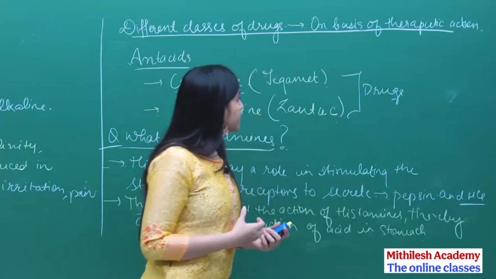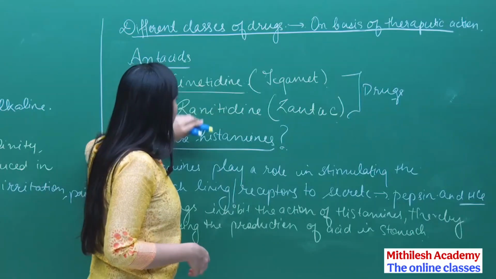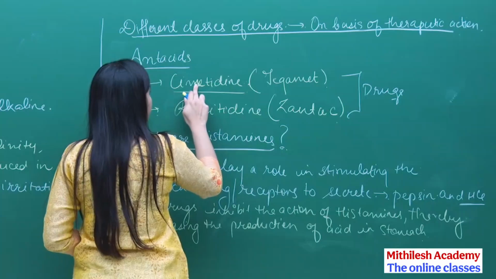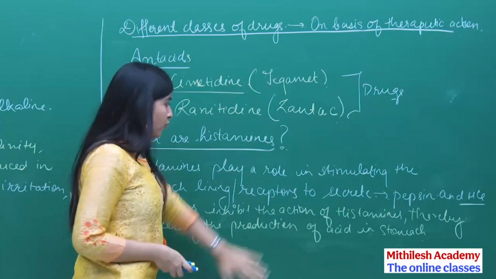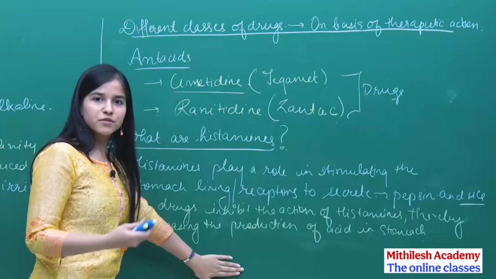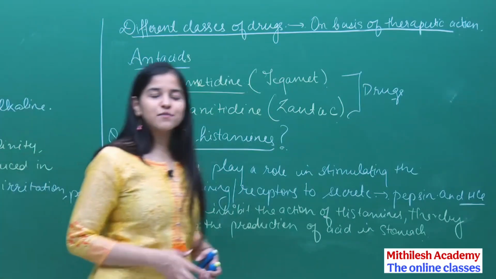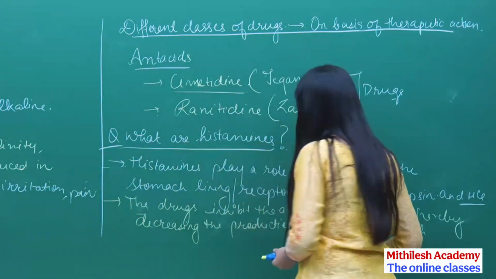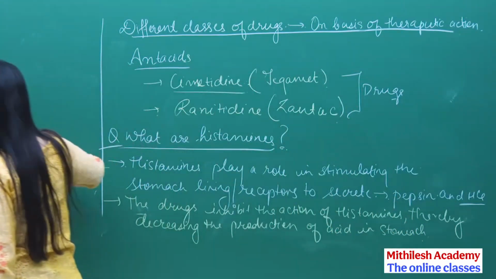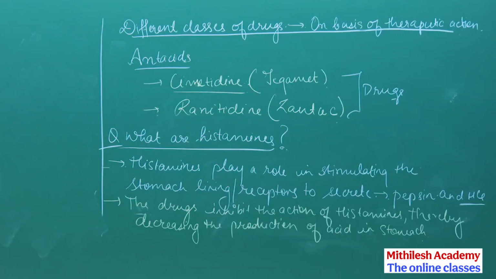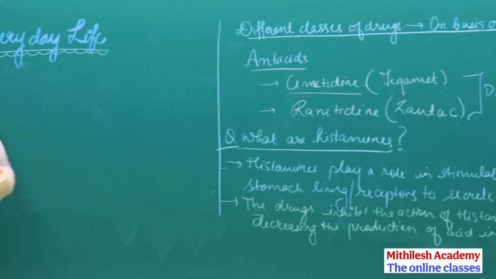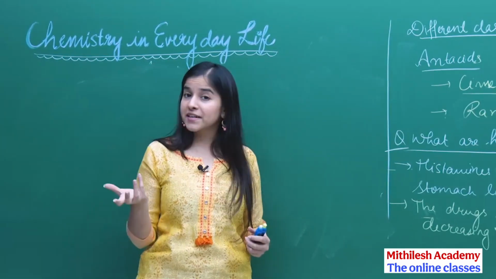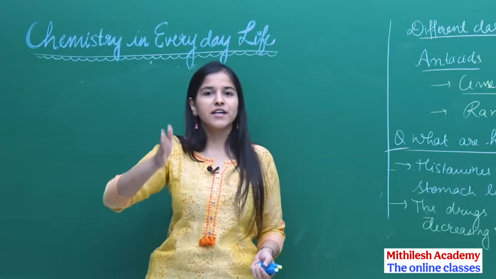Let us now discuss the structures for cimetidine and ranitidine. First of all, just note this down, then I will take up the structures. For that you need to have an idea of what histamine actually is. Since the drug needs to inhibit the action of histamine and the receptor, it needs to have some kind of mimic nature of the histamine in order to inhibit that process.